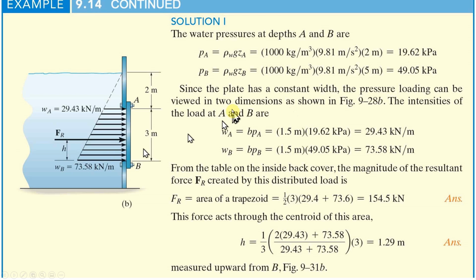At the bottom part of the plate, it's given by this. You have the loading diagram. You have the load intensity, which is the width of the plate times the pressure at the top and the pressure at the bottom. From the table, look it up in the table, magnitude of the resultant force, area of the trapezoid, 1/3 times the height times the maximum plus the minimum of the load intensity curves. So that's total area.